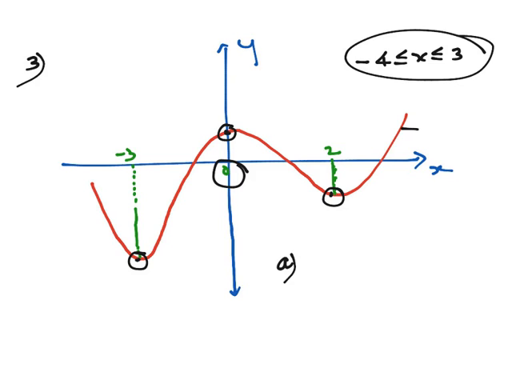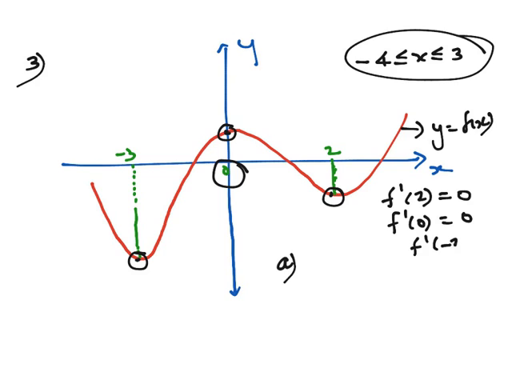Now this is the original function, y equal to f of x. We know that there are three stationary points here. That means here f dash of 2 will be 0, isn't it? Because it is a stationary point, and f dash of 0 equal to 0, and f dash of -3 equal to 0. So there are three stationary points.